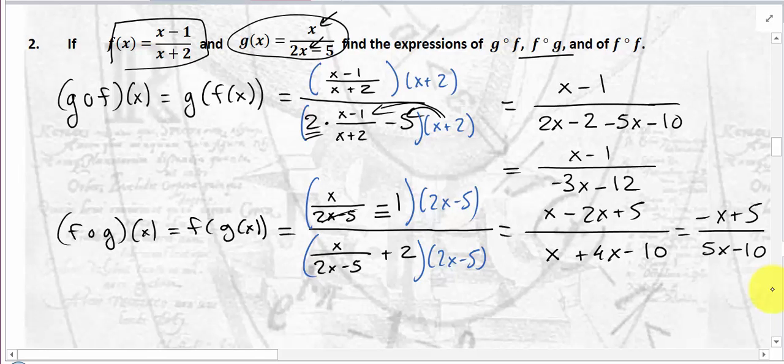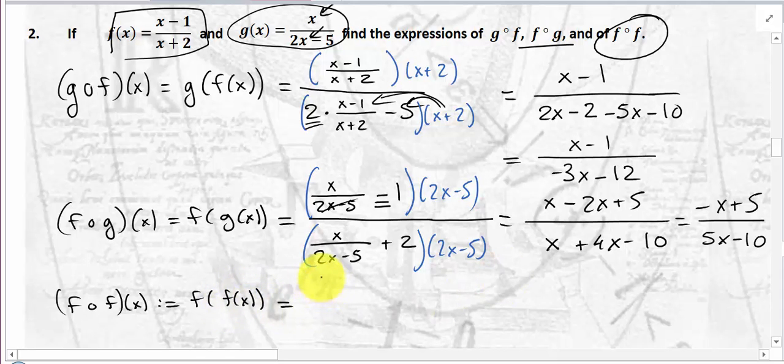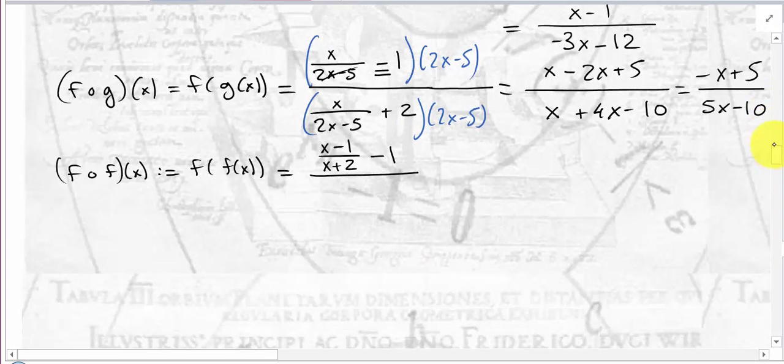All right. So let me do the last one. F of f. So this is a little bit more messed up. So f of x right here, it is equal to f of x. All right, so let's take the expression of f of x. So it is x minus 1 over x plus 2 minus 1 over, let me go a little bit here, over, so x minus 1 over x plus 2 plus 2.